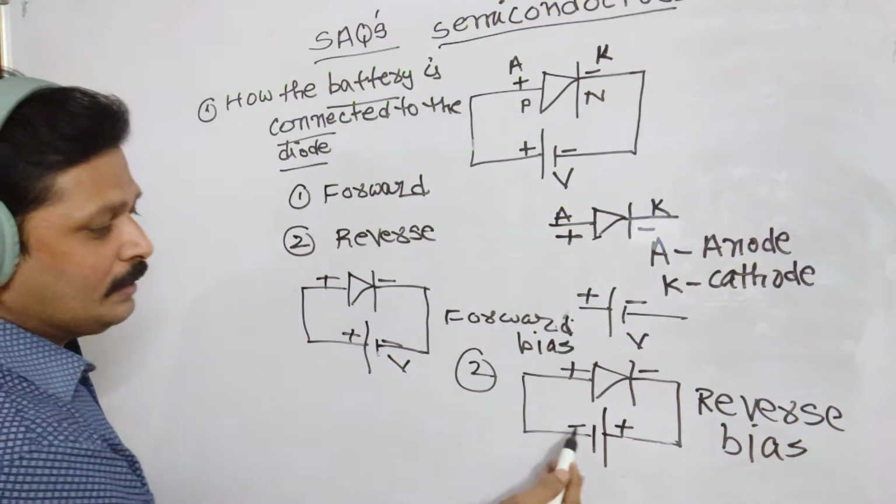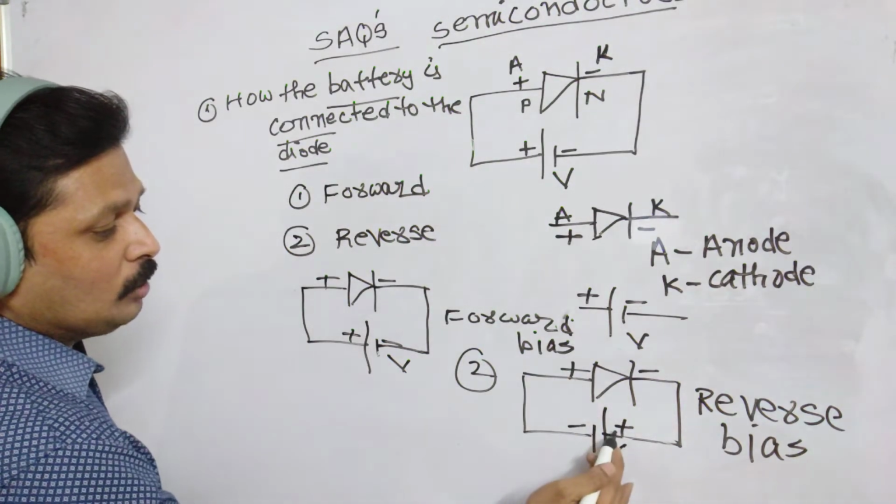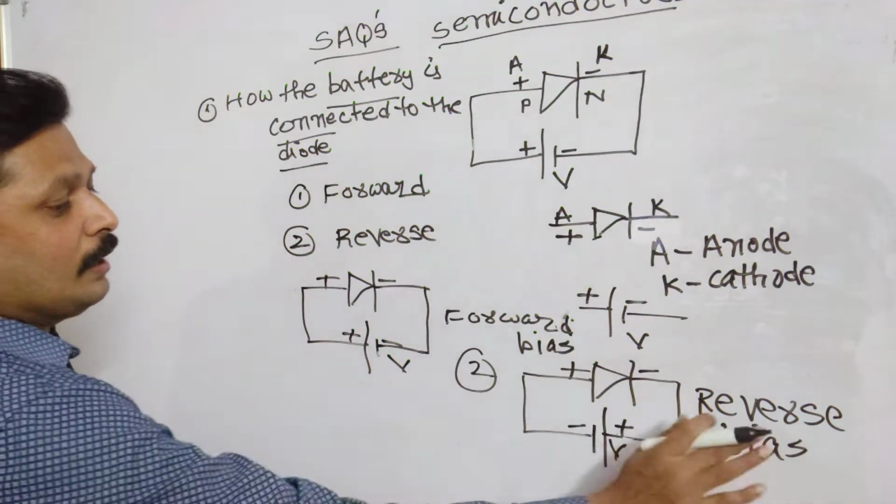How is it called the reverse bias? Negative of the battery connected to the positive terminal of the diode, and positive of the battery connected to the negative terminal of the diode, is called reverse bias.